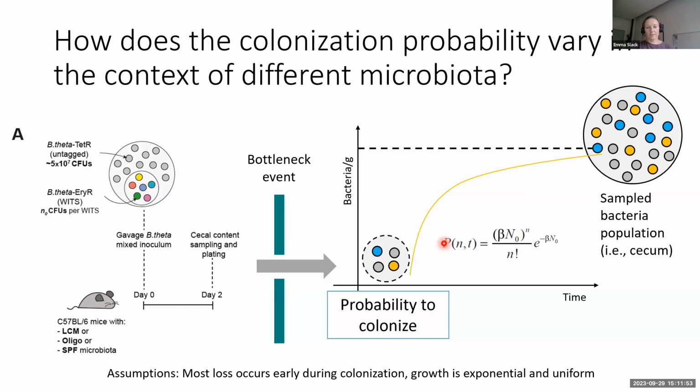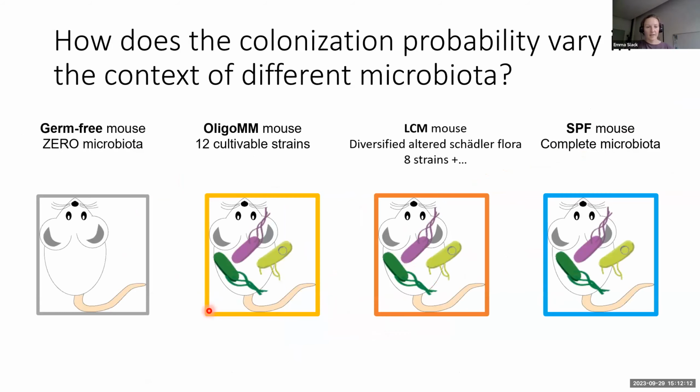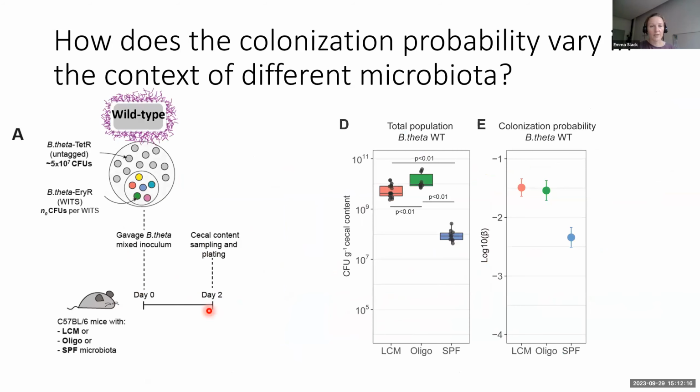And we did very simple analysis on this data, just assuming a single bottleneck event between the inoculum and growth in the gut lumen, and calculating the probability of any individual strain from our inoculum to survive out to our latest time point, which was at the end of day 2 post-colonization. Okay, here's the nice explanation of the different mice we used.